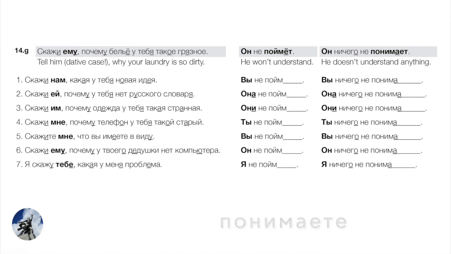Number 6, tell him why your grandfather doesn't have a computer. Скажи ему, почему у твоего дедушки нет компьютера. Он не поймет, он ничего не понимает. Number 7, I'll tell you what kind of problem I have. I'll tell you what my problem is. Я скажу тебе, какая у меня проблема. Let's say, I won't understand, I don't understand anything. Я не пойму, я ничего не понимаю.